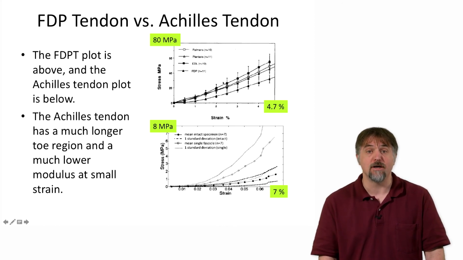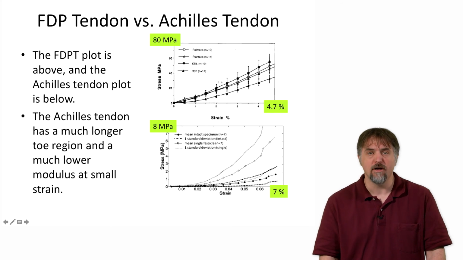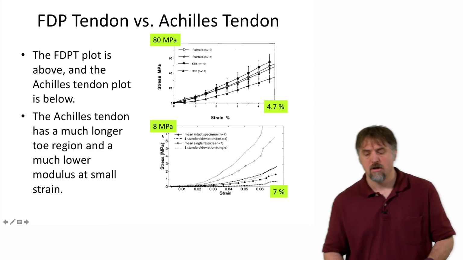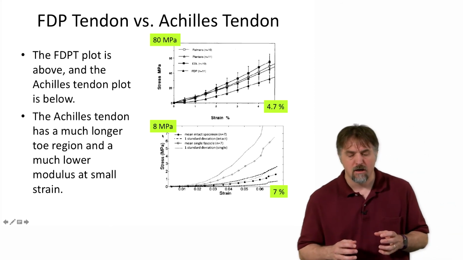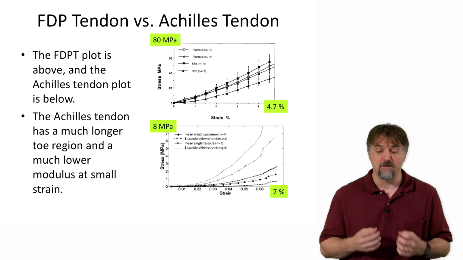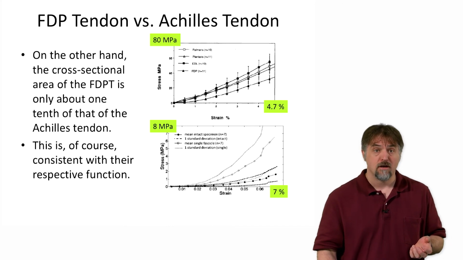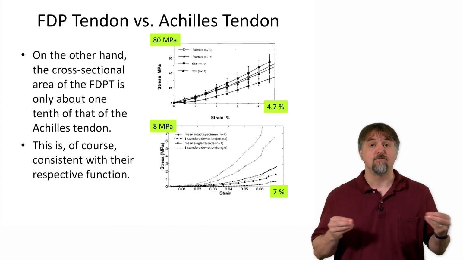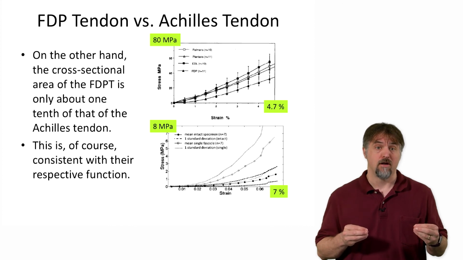The FDP is much, much stiffer, right? This is at 5% strain. It's hitting 80 megapascals, whereas the Achilles tendon at 7% strain is only hitting 8 megapascals, right? So the FDP is a much, much stiffer tendon, but it's also much, much thinner, right?